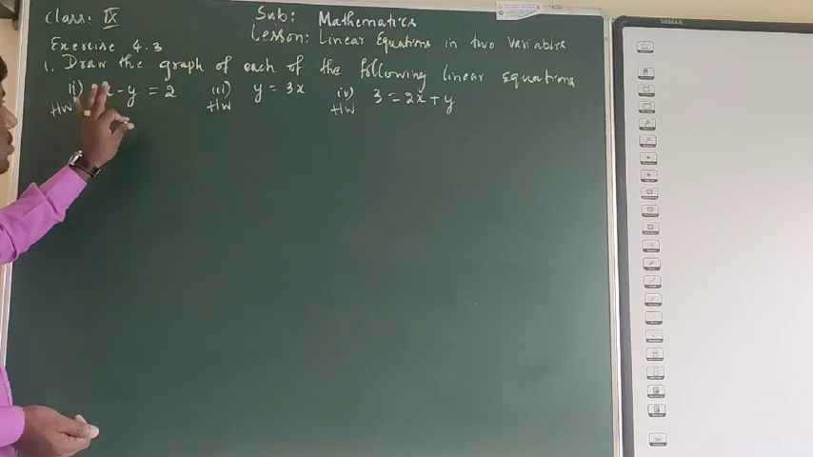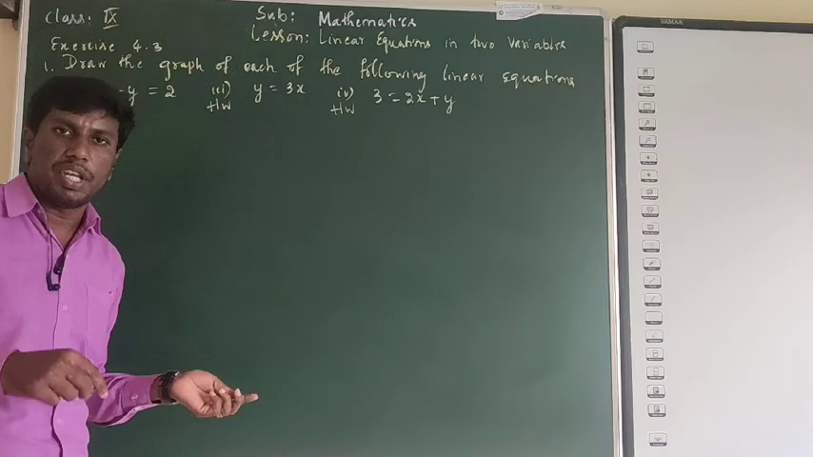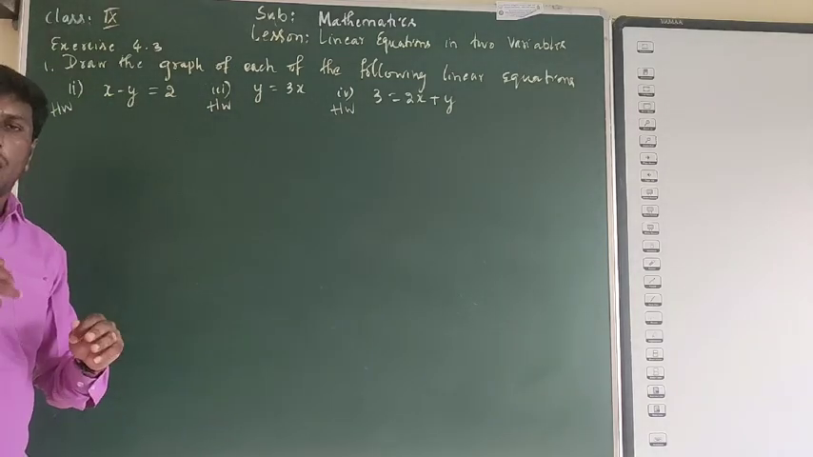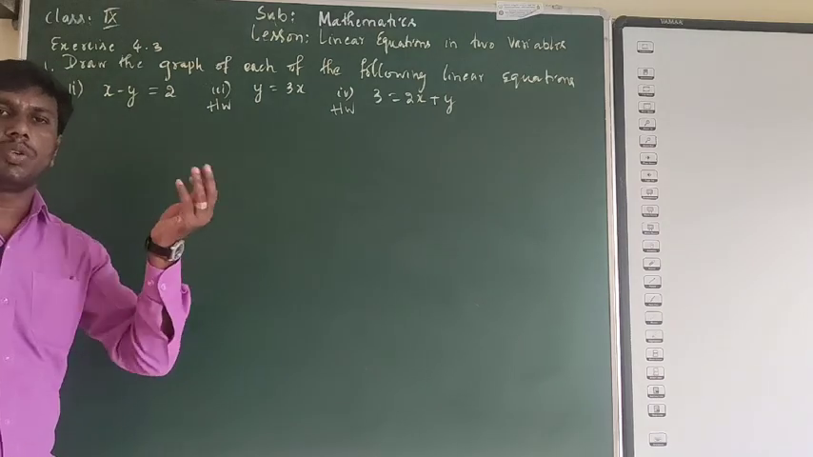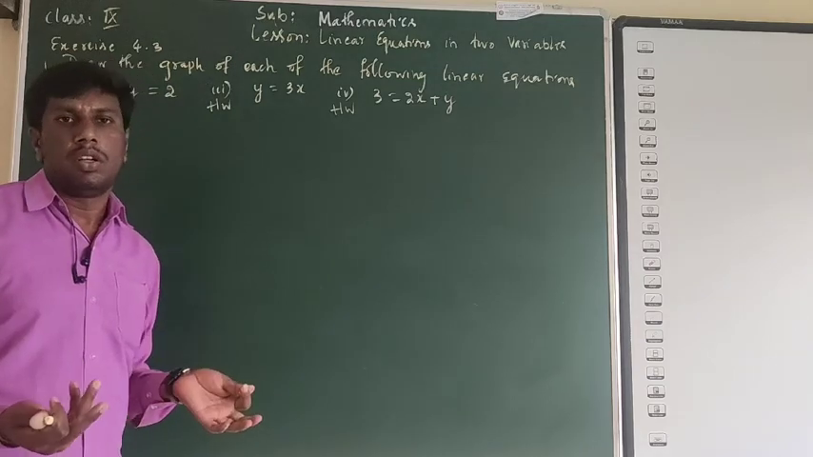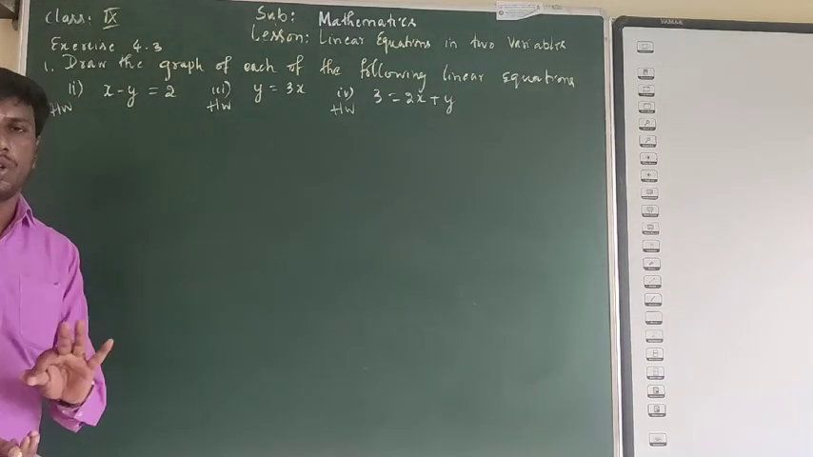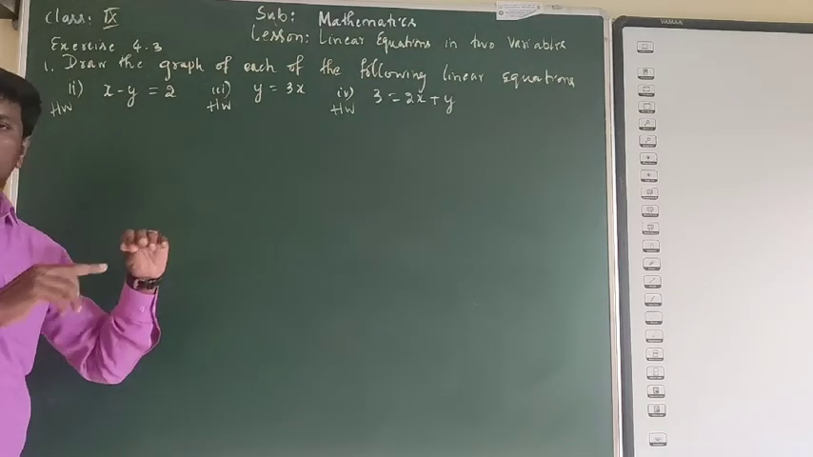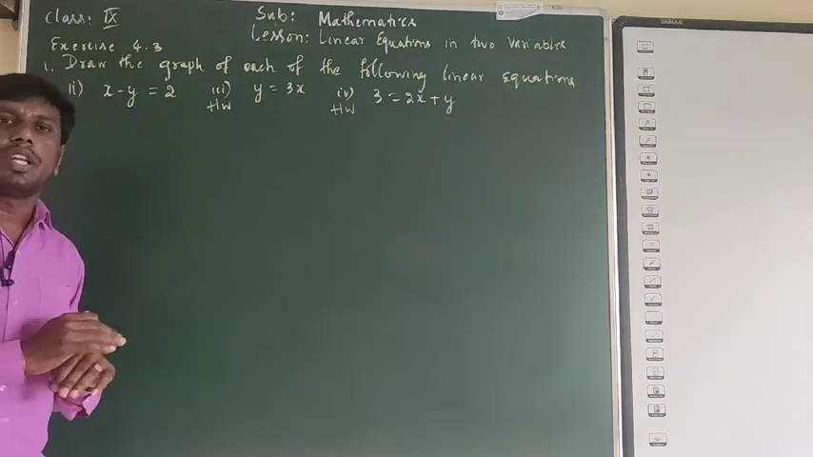The only thing is, you should take arbitrary values of one variable and you should get the value of another variable. Not necessarily in this method. You can follow the earlier method that we have taught while finding the 4 different solutions. That method also you can use, and you can get a minimum of 3 to 4 solutions and plot those points on the graph sheet and join those 4 points. You will get a straight line. Definitely you should get the straight line.